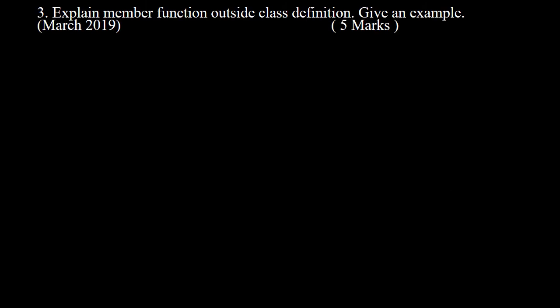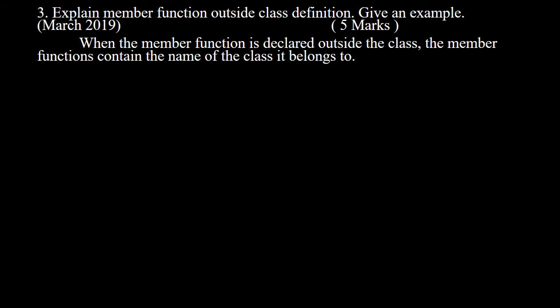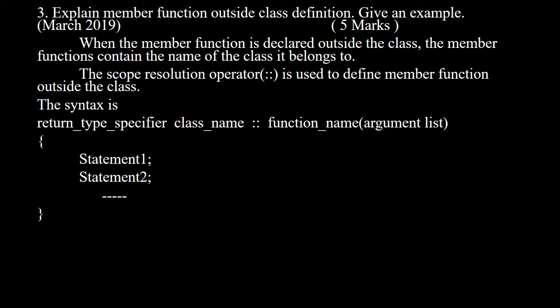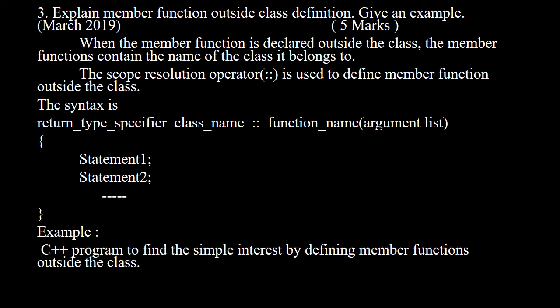Another question is, explain member function outside the class definition. Give an example. It was asked in March 2019 for 5 marks. The answer is, when we define a member function outside the class, the member function contains the name of the class it belongs to. And we use the scope resolution operator for defining member functions outside the class. Write the syntax, that is return type, class name, scope resolution operator, function name, then statements inside the flower bracket, and write an example C++ program.